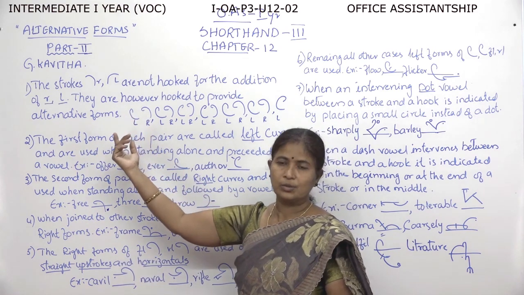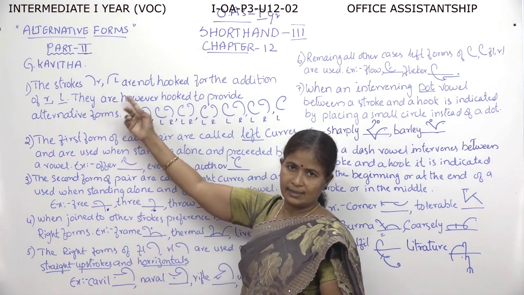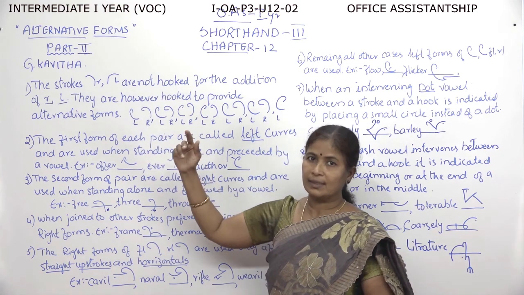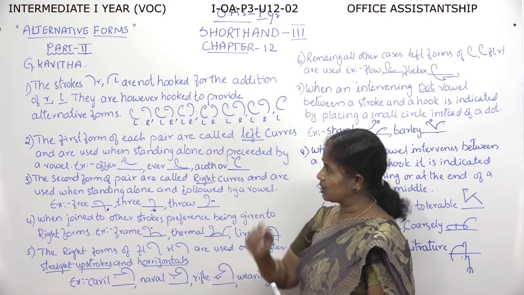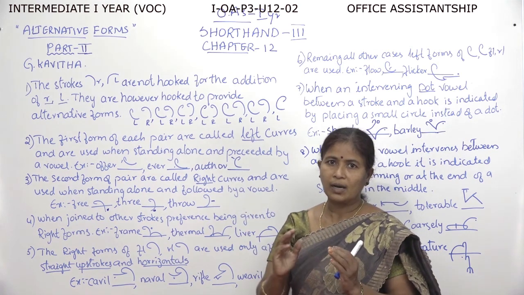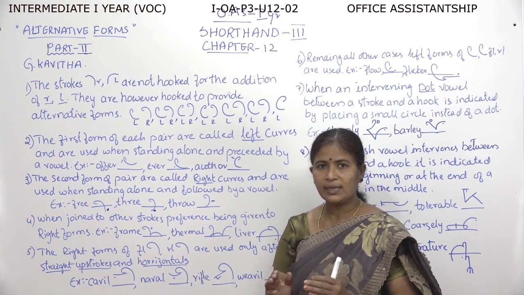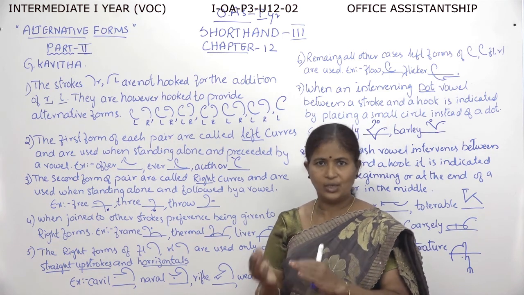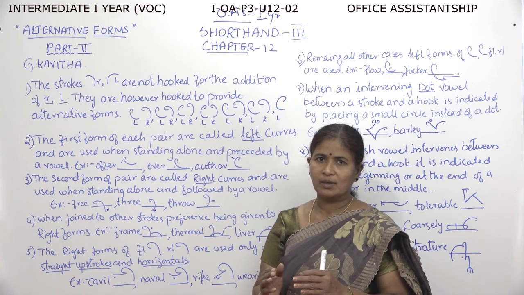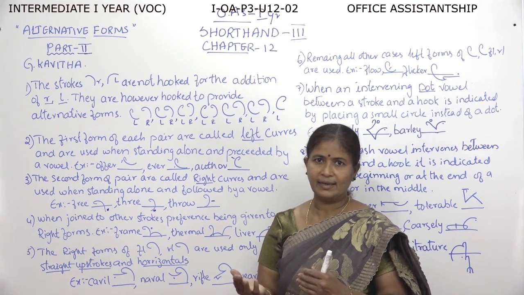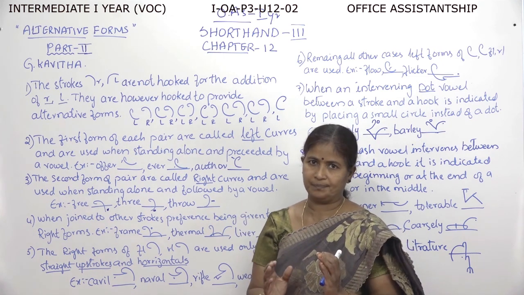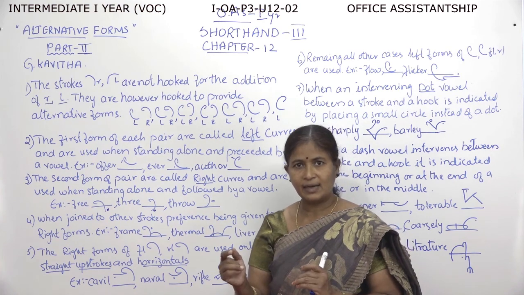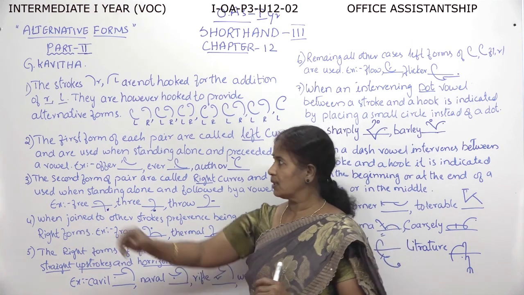Now, what are the rules? The strokes R and L are not hooked for the addition of R and L. For stroke R and L, we don't have any R hook or L hook, because only they are sounded as R and L. So two times of sounding of R and L is not possible at the same time. So the hooks R and L are not hooked for the strokes R and L.